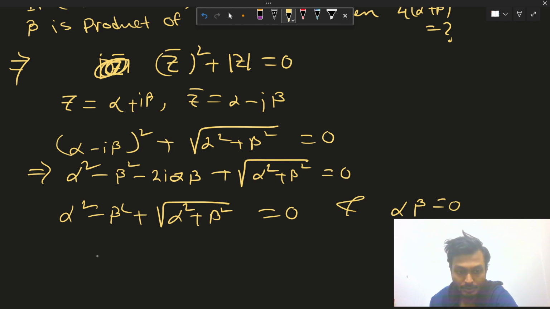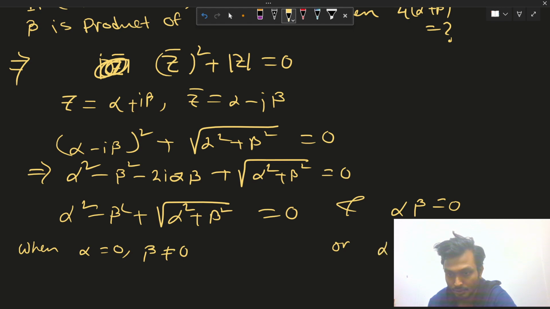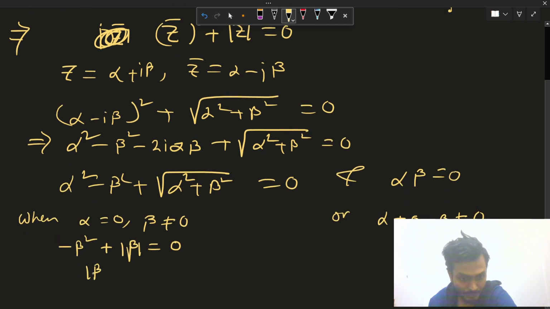Now alpha beta equals 0 means one case happens when alpha is 0 and beta is non-zero. Or the other case, alpha not equal to 0 and beta equals 0. So when alpha is 0, what will happen from here? Alpha is 0 means minus beta square plus root over beta square, that means mod beta equals beta square. This will be satisfied when beta is plus minus 1, right?